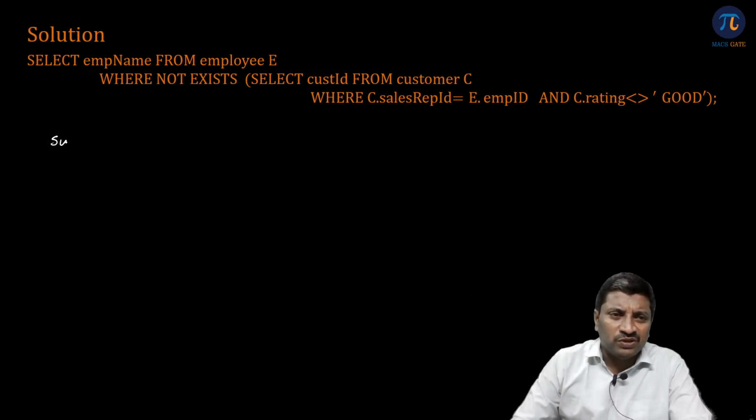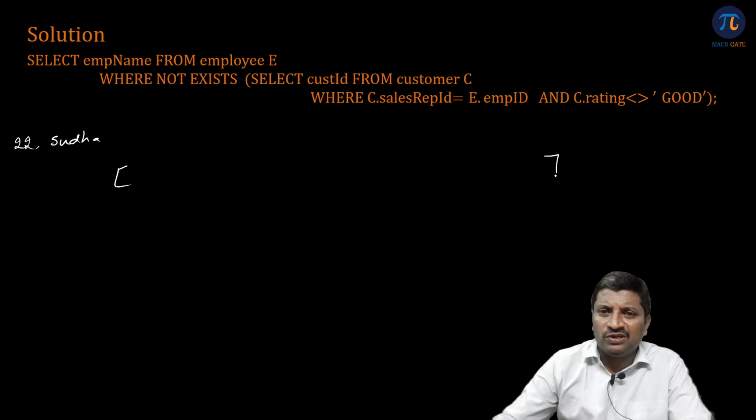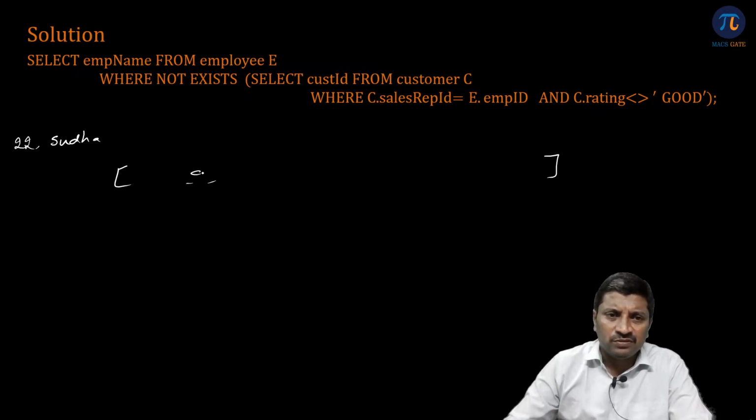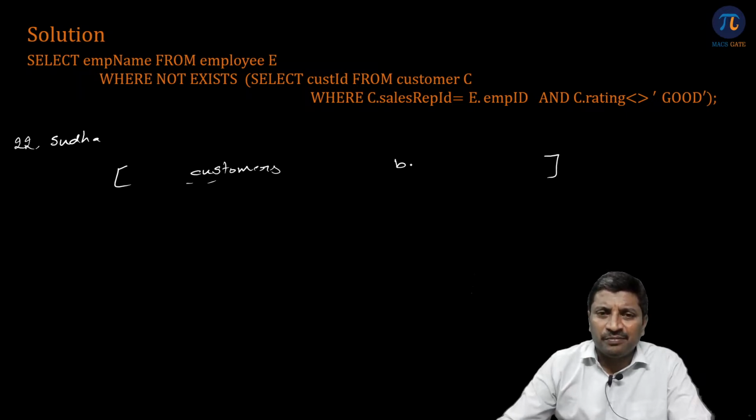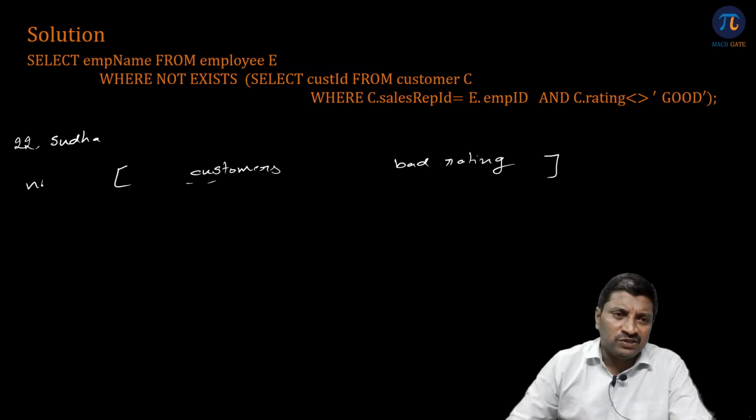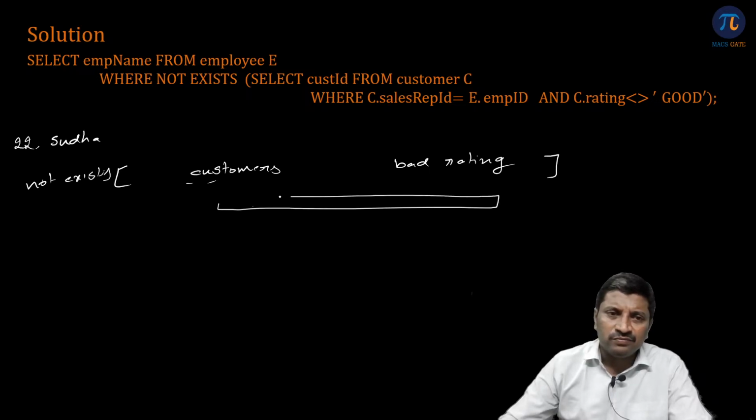Suppose you have considered 22 Sudha. After considering it, internally you are displaying the customers who gave bad rating for Sudha. Who gave bad rating? I mean, not good means bad rating only, right? And here it is not exist. So here I have a bad rating record. Then I don't display this Sudha.